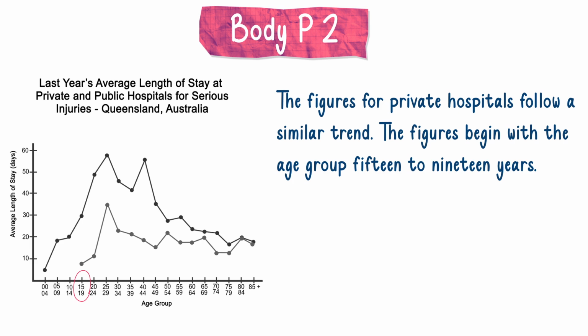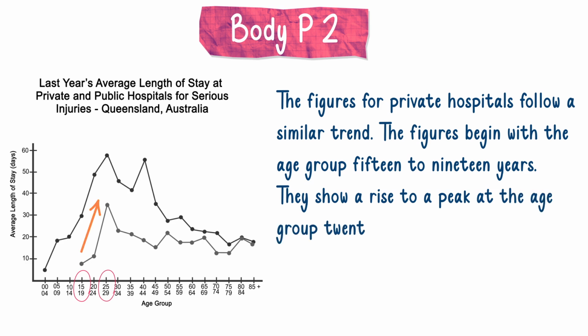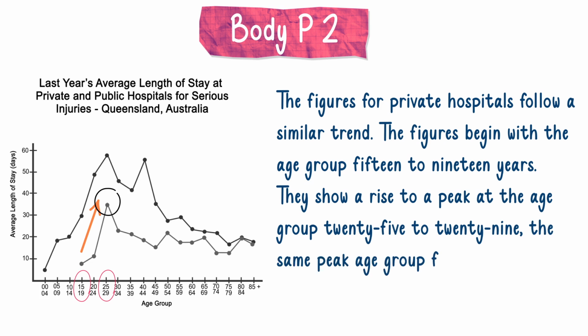Now, what happens after that? They show a rise to a peak at the age group 25 to 29. As you can see in 25 to 29, it reaches a peak, right? The highest point, right? So I read this part again. They show a rise to a peak at the age group 25 to 29, the same peak age group for public hospitals. That was the same, as you can see, right? Now, what happens after that? There was a drop, right? So we should write about this.